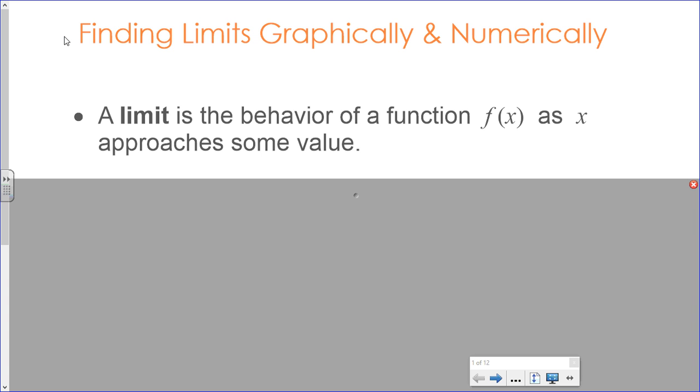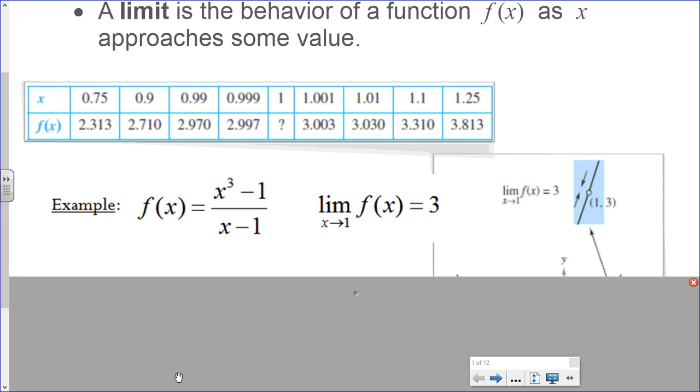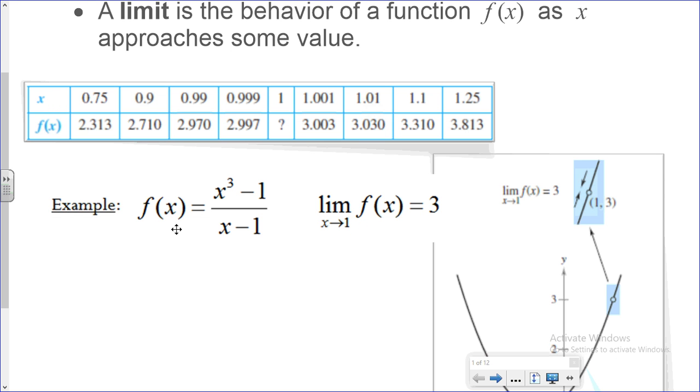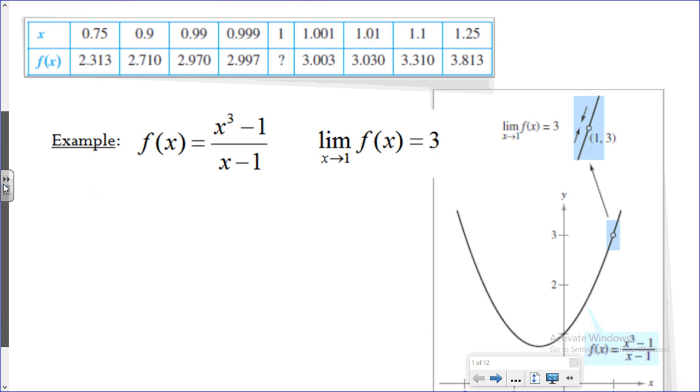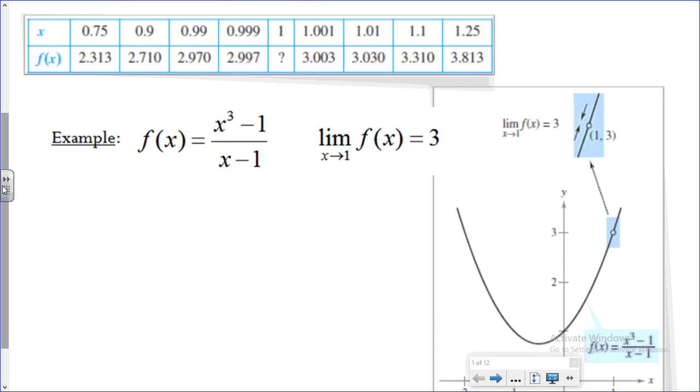Okay, a limit is the behavior of a function as x approaches some value. Okay, so I have a couple pictures here to show you. We'll just put it all together. Okay, don't copy down the chart, but here's what's going on.